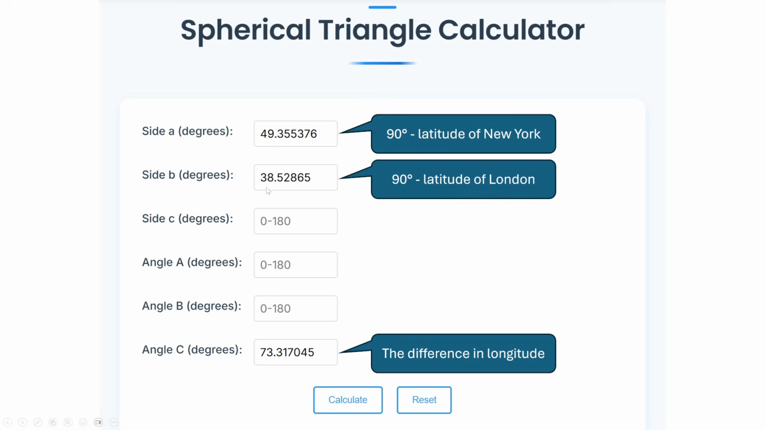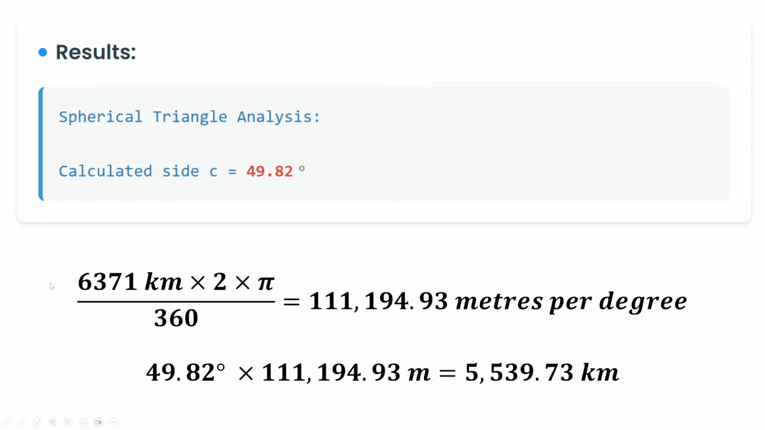and New York, and side B is the degrees of latitude between the North Pole and London, and angle C is the difference in longitude between the 2 points. We hit calculate, and it gives us a distance between the 2 points of 49.82 degrees. How much does that equate to in kilometres? Well, if we assume a radius of 6371, then it works out to be a little over 111 kilometres per degree. So we multiply that out, and we get 5,539 kilometres, just like I got in the visual demonstration.